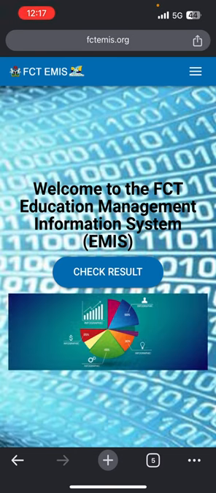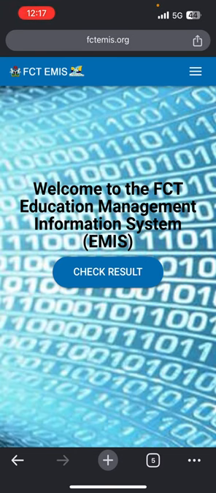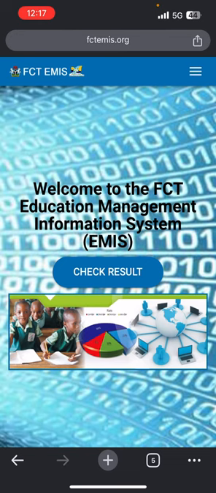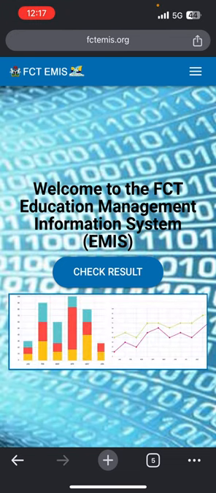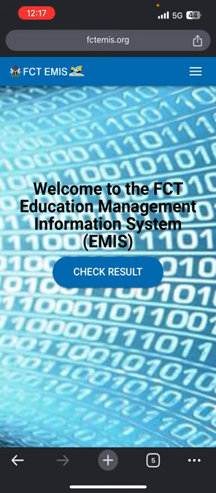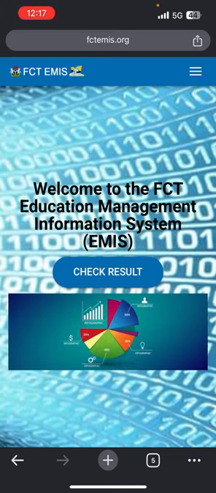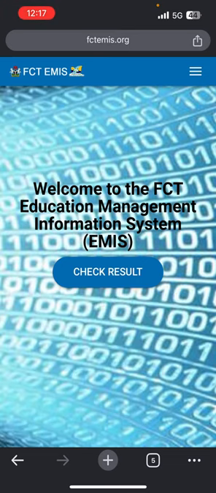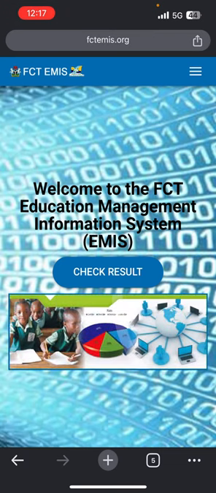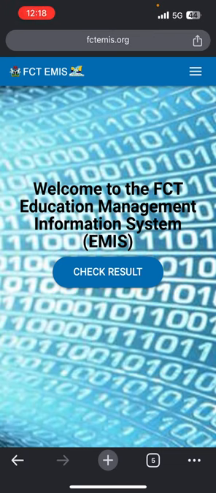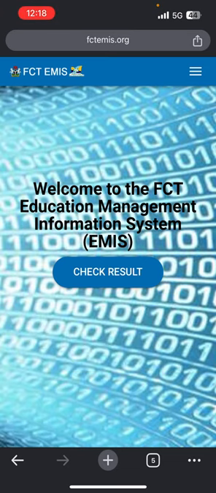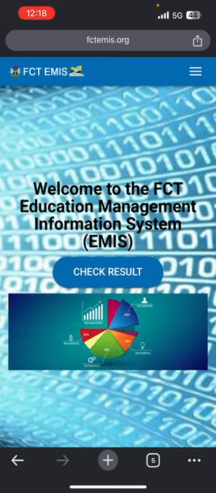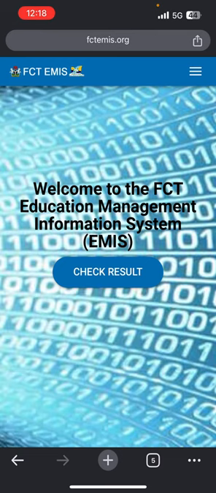Today, I want to introduce us to the FCT-EMIS platform. EMIS is an acronym which stands for Education Management Information System. It has so many components, such as the annual school census, where we conduct an annual school census to collect data from all public and private schools in FCT, from both formal and informal schools.